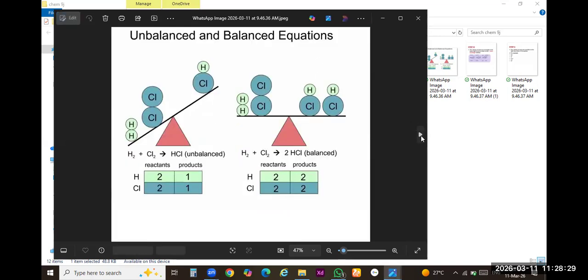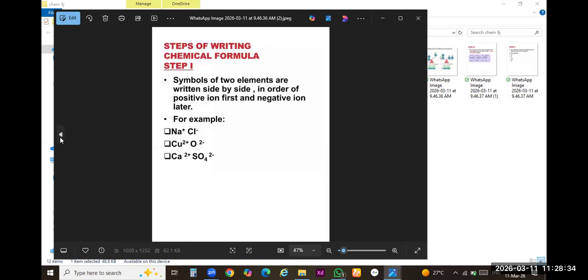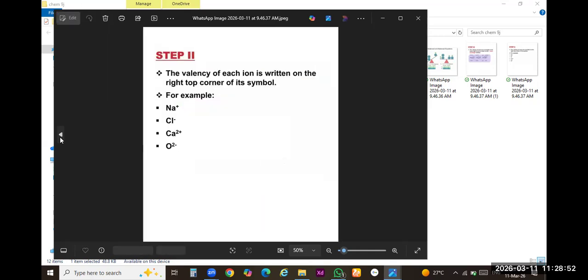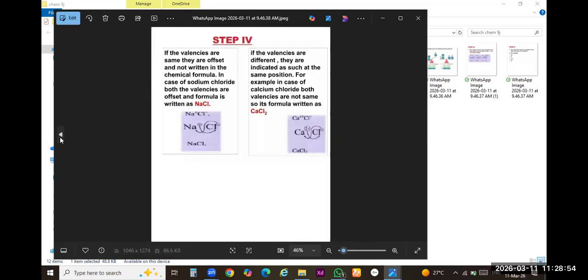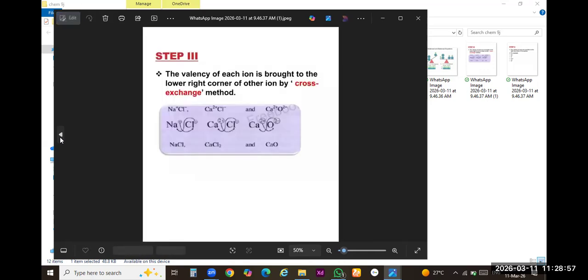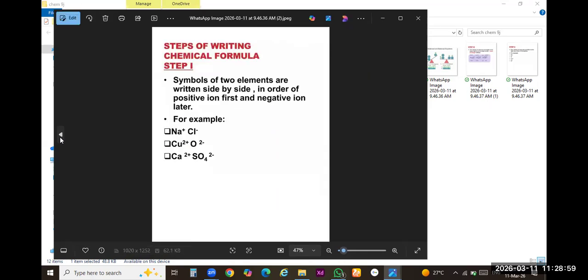A student asks: since we are using the criss-cross method, why haven't we put the signs? No need to write the sign because it's only for our understanding. I told you in the first step, first of all, we will write the positive ion first and the negative ion later. Clear? So no need to write the sign because it's understood. In the third step, when we write the chemical formula, we will not write the sign.